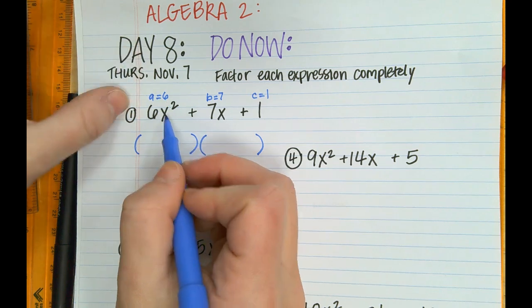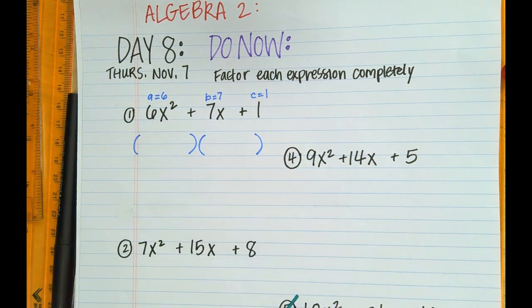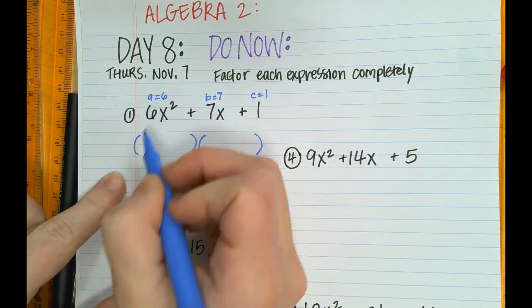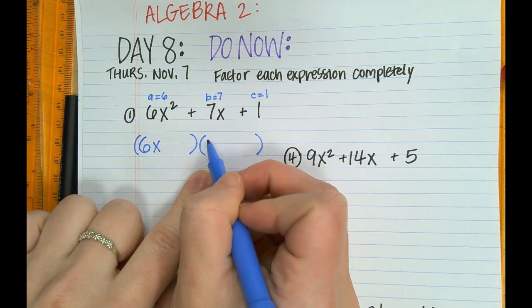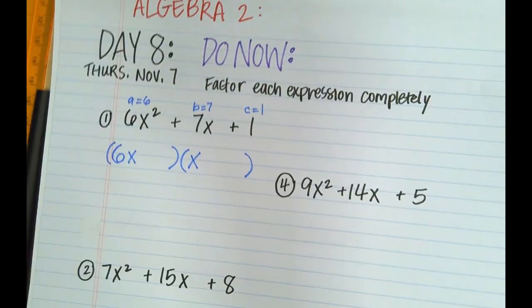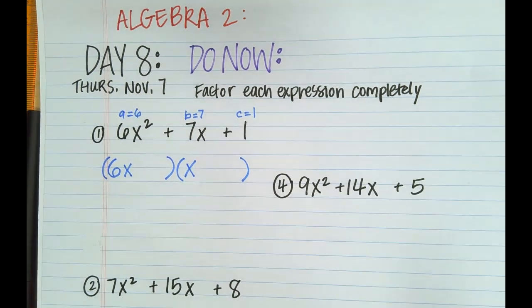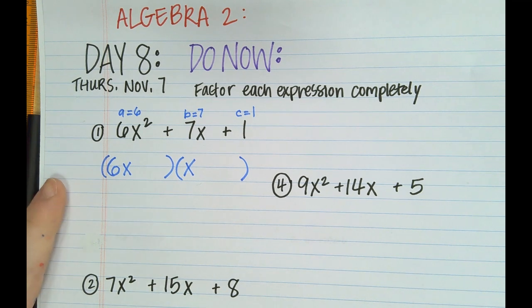Yes. If we can't get our A reduced to 1, then our A must be part of our answer. So I'm going to bring down 6x and x instead of just x and x. Now I know I've got my 6x and my x. We're going to go back to doing our business as usual.